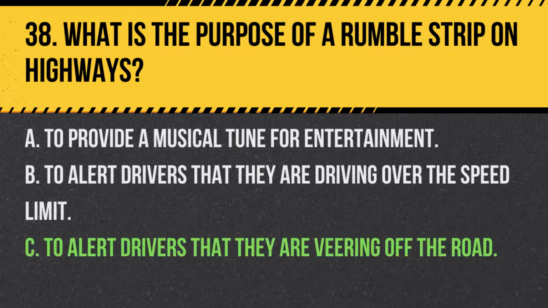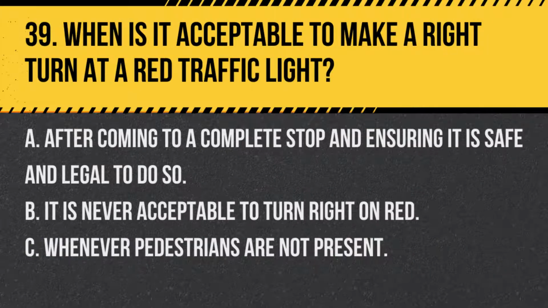Answer: C. To alert drivers that they are veering off the road. Rumble strips are a safety feature to prevent accidents. Question 39. When is it acceptable to make a right turn at a red traffic light?